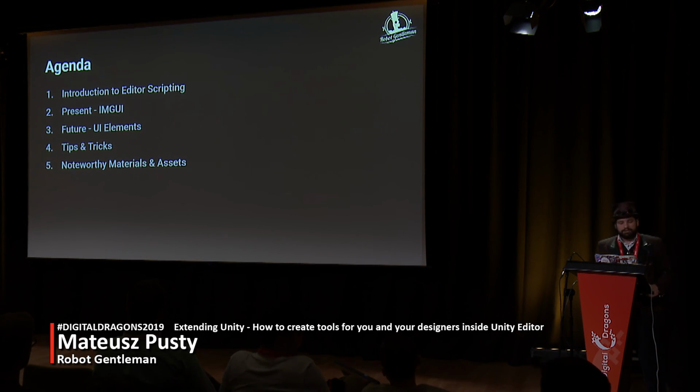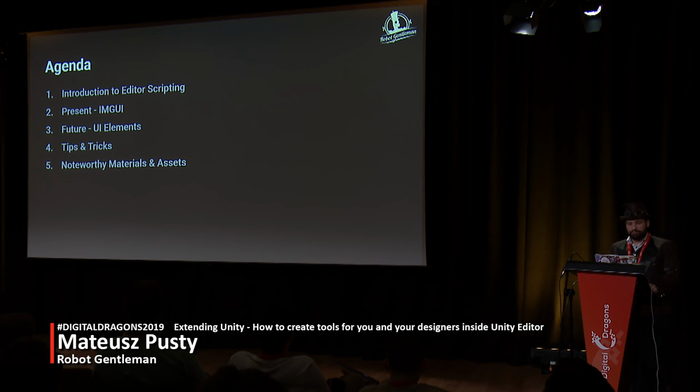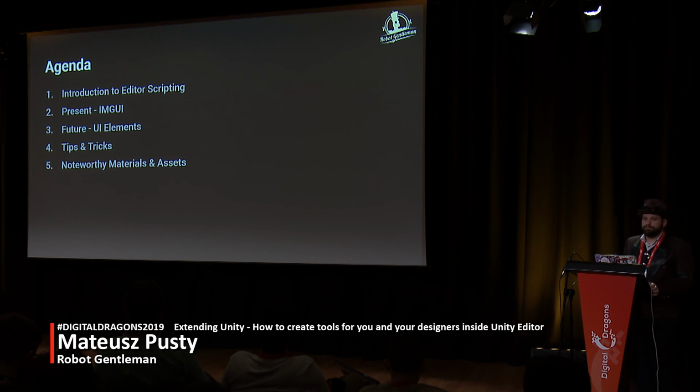So, on the agenda, we have an introduction to editor scripting, some very basic stuff that you can do in Unity Editor to extend its set of options. We will talk about Immediate Mode GUI, the tool that is used for making most of the assets currently. We will also talk about UIElements. This is the new thing that Unity has developed for the latest version. I will also give you some tips and tricks, and we will also look through some more information you can read to extend your knowledge after this talk.